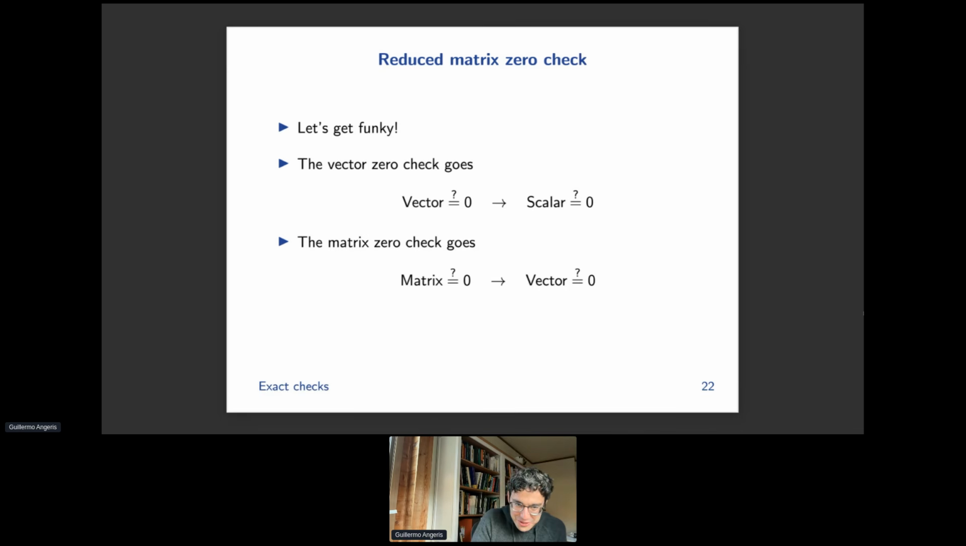Okay. The matrix 0 check starts with a matrix. It asks the question, do all of the entries of a matrix equal 0? And reduces that question to whether all of the elements of a single vector equal 0. So the natural question is, can you put those two things together? We've reduced checking that a matrix equals 0 to checking that a vector equals 0. But we know how to check whether a vector equals 0 by checking whether a scalar equals 0.